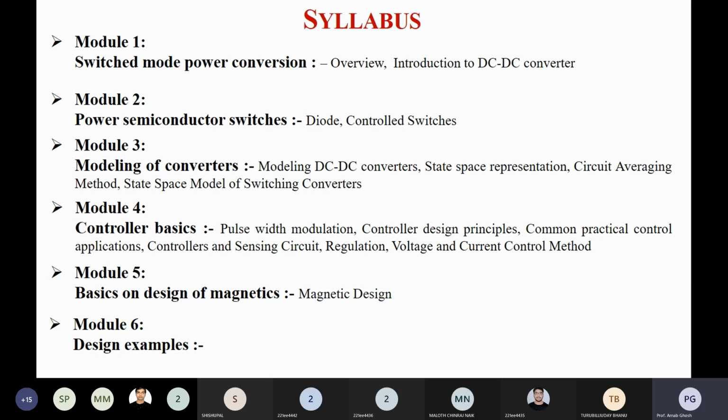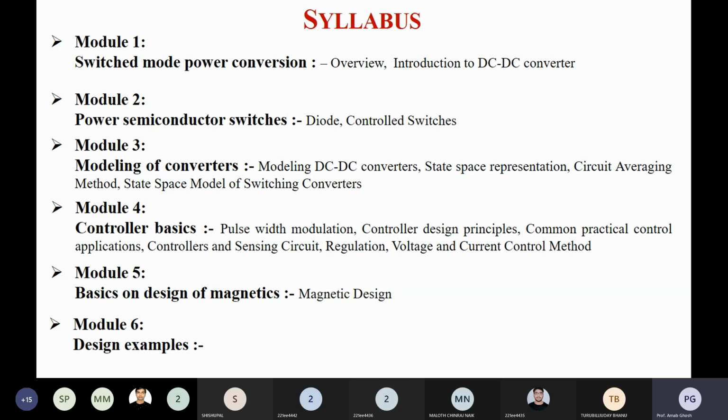Then there are the different types of semiconductor switches. In this subject, I am discussing only the very basic structures of the power diode and power MOSFET. That portion I will just touch, but the entire construction should be discussed in other subjects. This subject is only designed for the modeling of the switching converter and how to design the controllers.